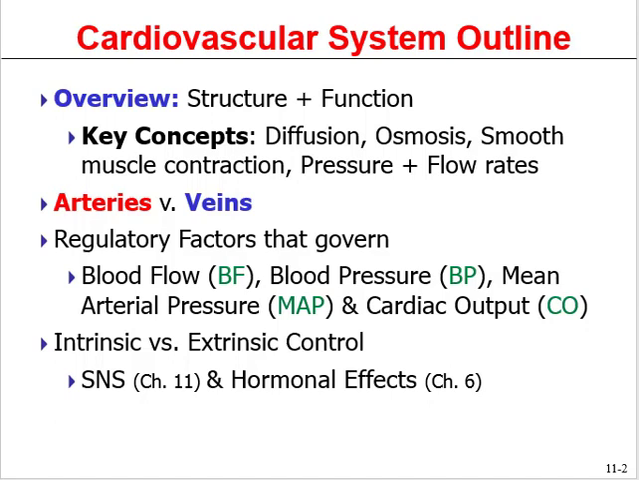So other systems that come into play as we discuss the properties of blood flow and blood pressure and cardiac output and all these things is a concept from Chapter 11, back in the neural section, Unit 2, the sympathetic nervous system, so the fight or flight response, and also hormonal effects. We'll talk about some of the hormones that we may have touched on in our introduction from Chapter 6.